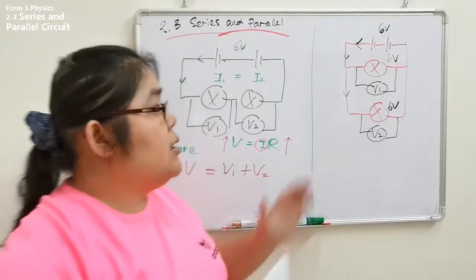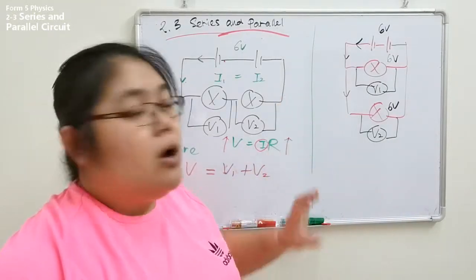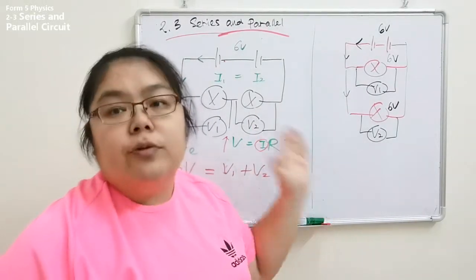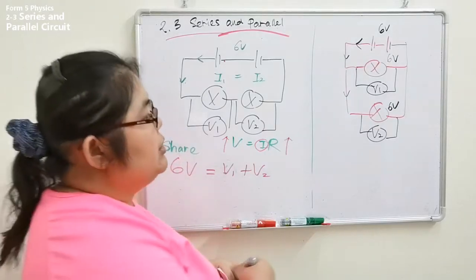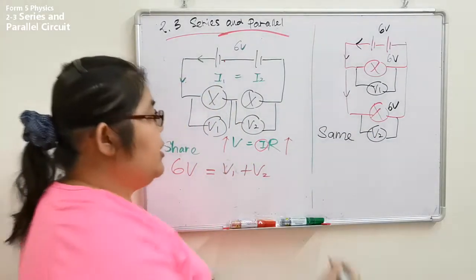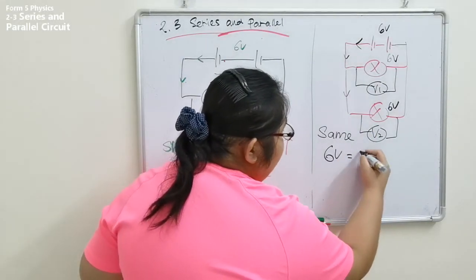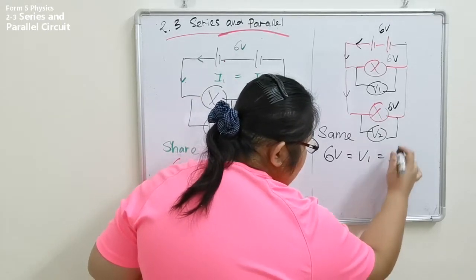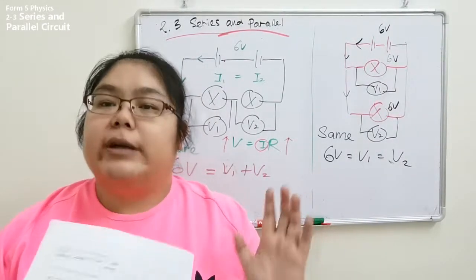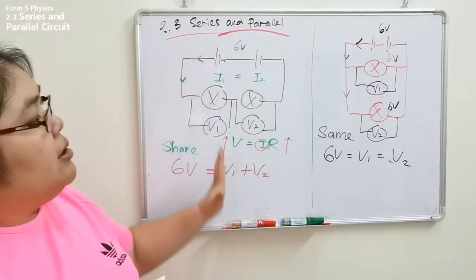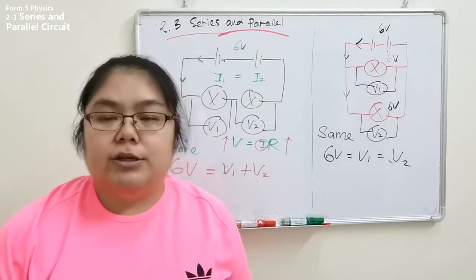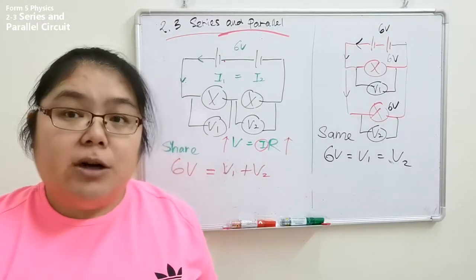Okay, the bulb is independent. No need to depend on yours, where you take already, then I share the second one. No, they take the full volt. They no need to share. So this one, the voltage should be the same. So the conclusion is 6 volt equals V1 also equals V2. So the concept is exactly opposite to the current. So for the series, they need to share. For the parallel, everyone gets the full voltage.